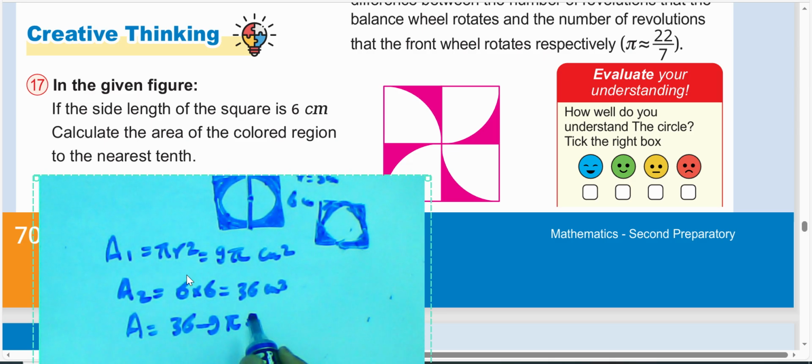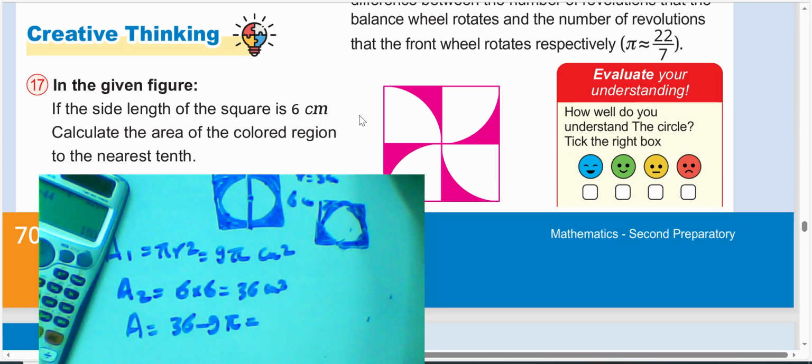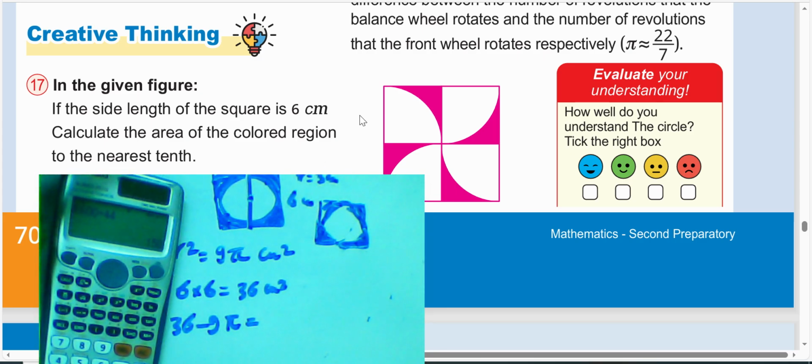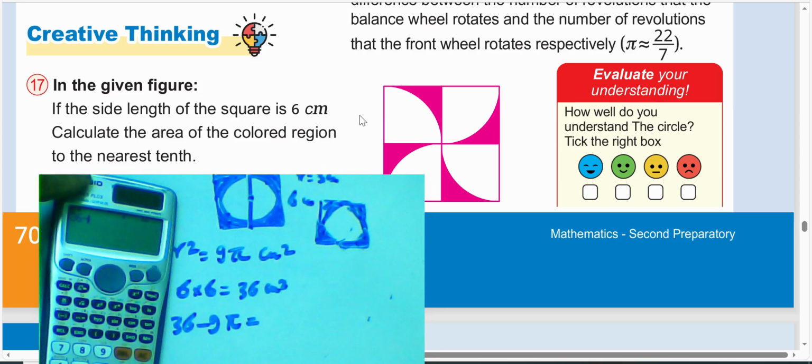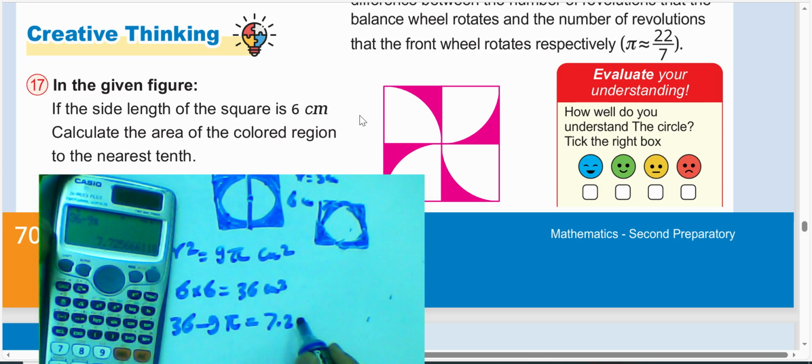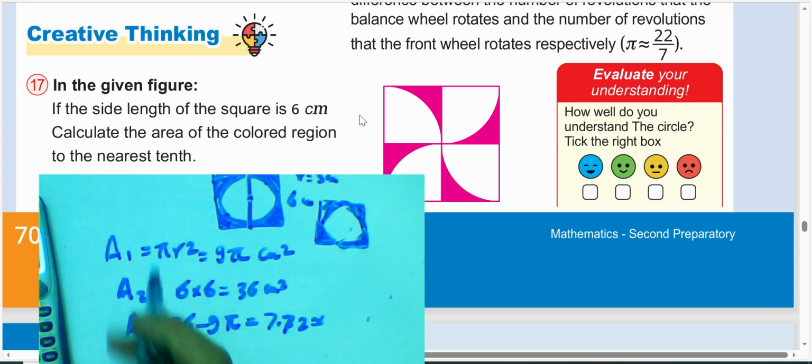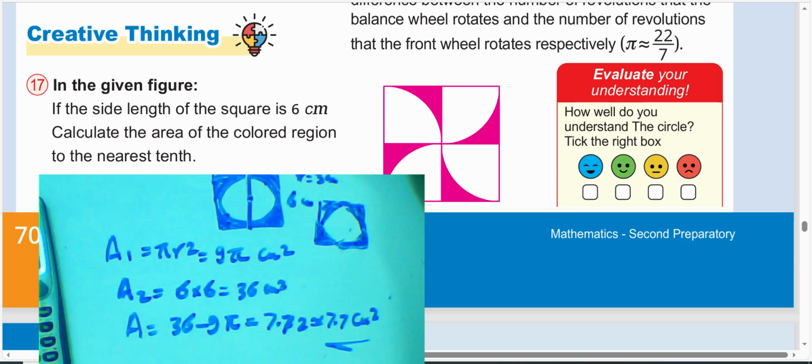And then the answer is approximated to the nearest what? The nearest tenth. Let's do 36 subtract 9π. The result will be 7.72, and then we can approximate it to the nearest tenth, 7.7 square centimeters. Okay, it's the last question, my students. You must study hard. Okay, goodbye.